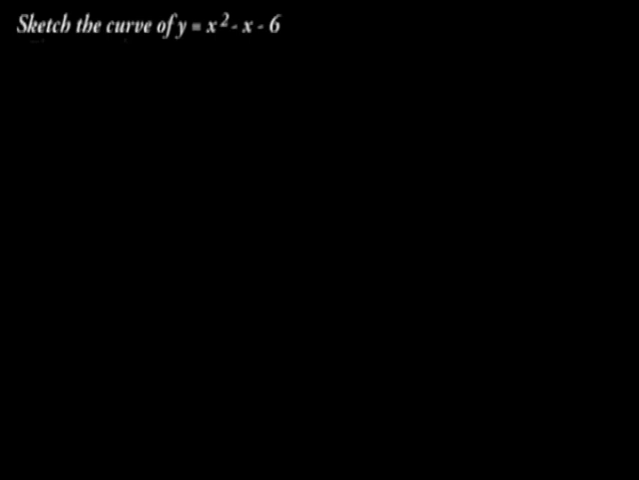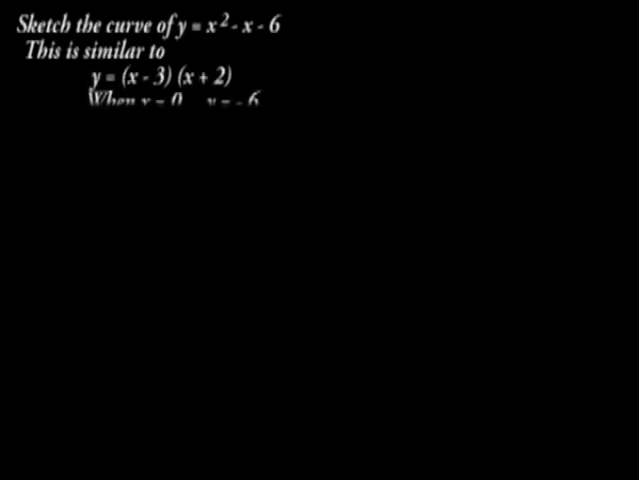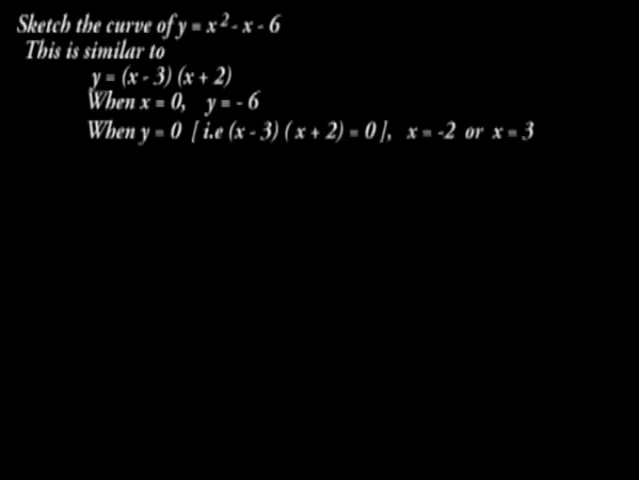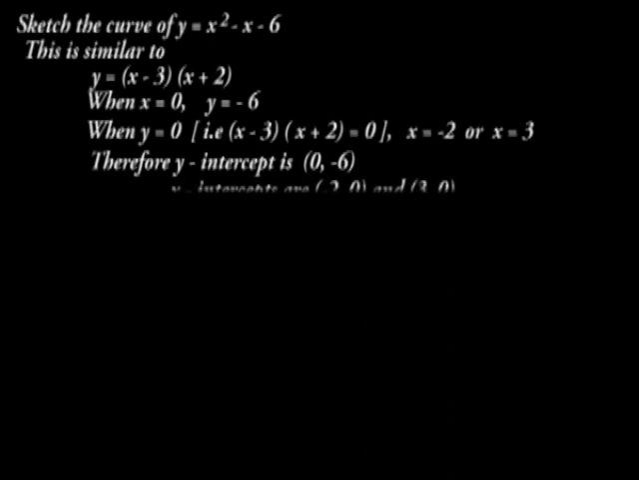In our solution, factorizing the above, y is equal to (x minus 3)(x plus 2). When x is 0, y is minus 6. When y is 0, x is equal to minus 2 or 3. The y-intercept is therefore at (0, minus 6). The x-intercepts are (minus 2, 0) and (3, 0).